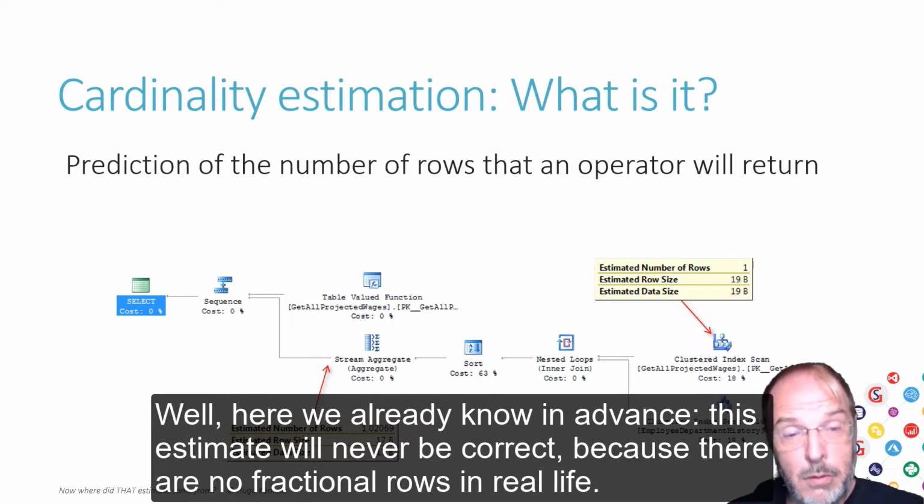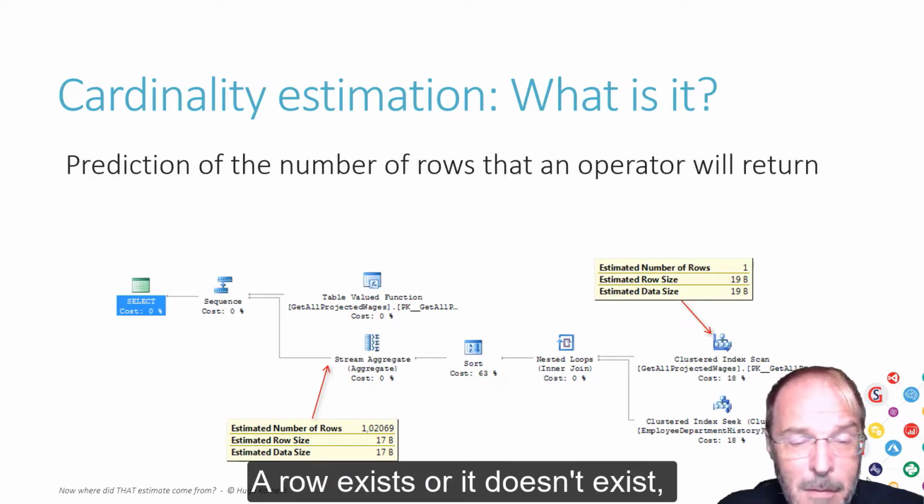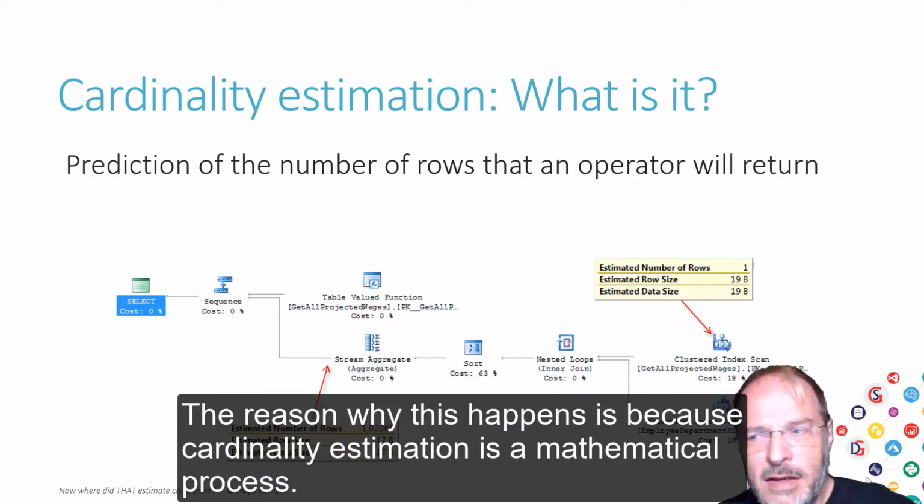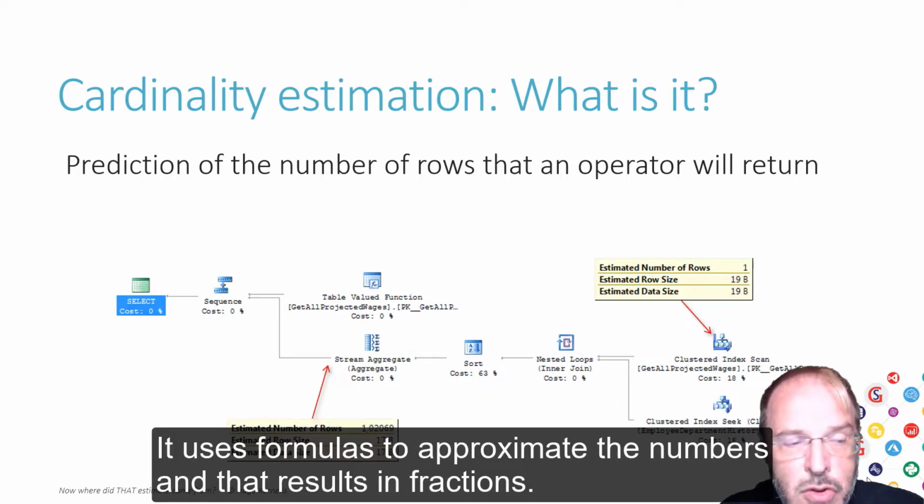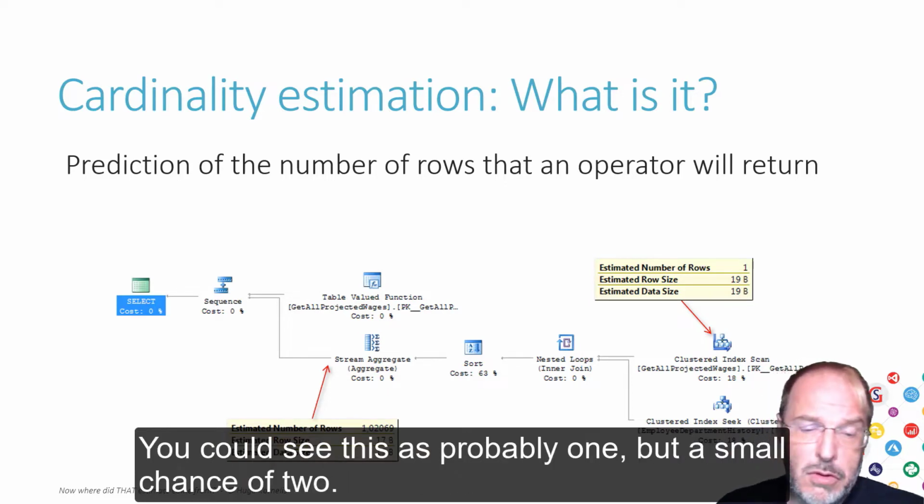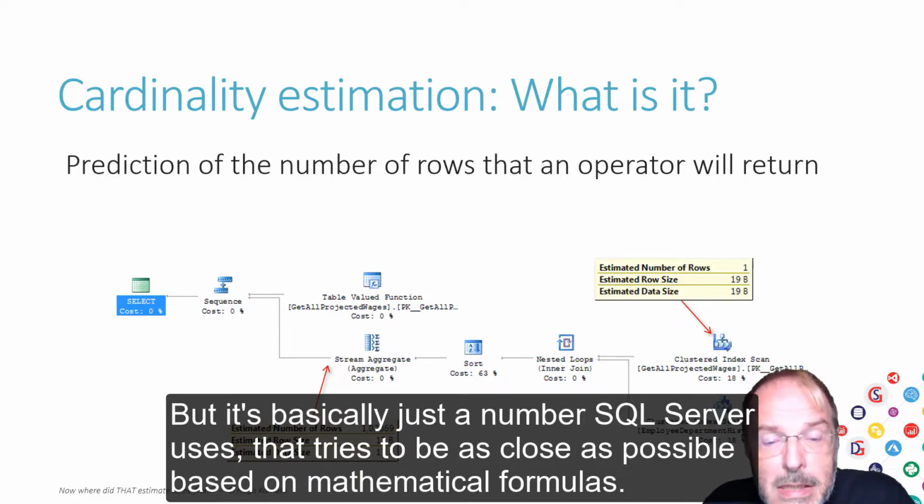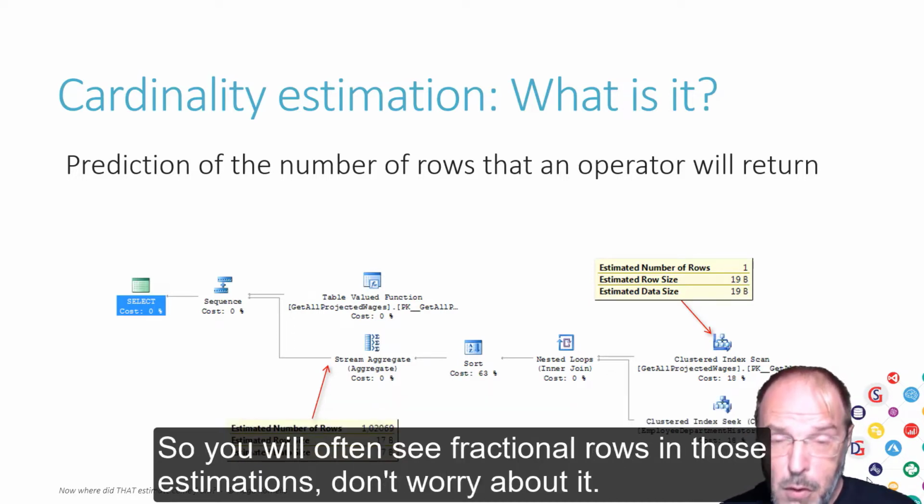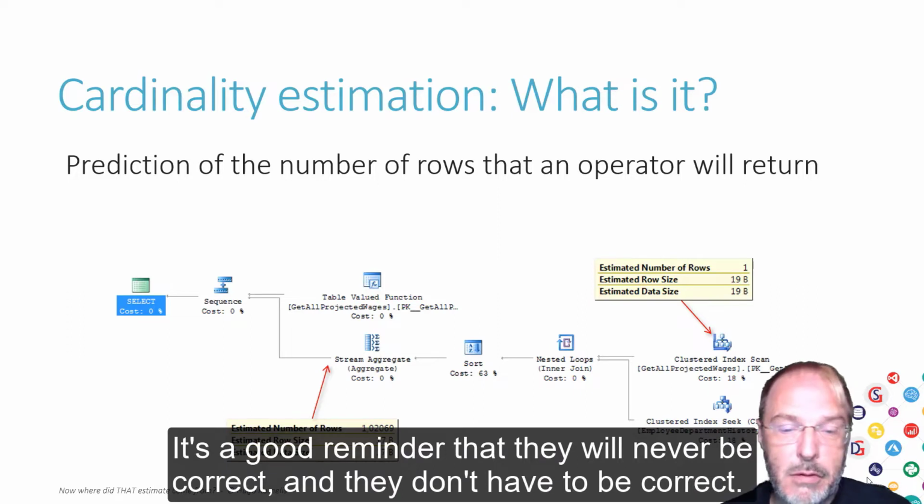1.02069 rows. Well, here we already know in advance this estimate will never be correct, because there are no fractional rows in real life. A row exists or it doesn't exist. But the reason why this happens is because cardinality estimation is a mathematical process. It uses formulas to approximate the numbers, and that results in fractions. You could see this as probably 1, but a small chance of 2. But it's basically just a number SQL Server uses that tries to be as close as possible based on mathematical formulas. So you will often see fractional rows in those estimations. Don't worry about it. It's a good reminder that they will never be correct, and they don't have to be correct.